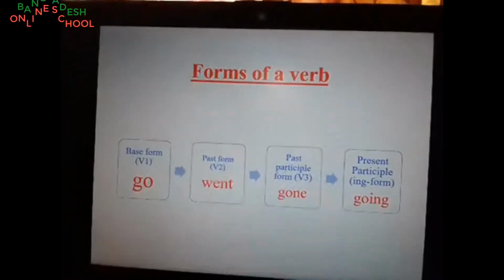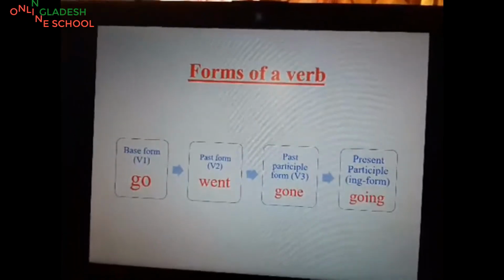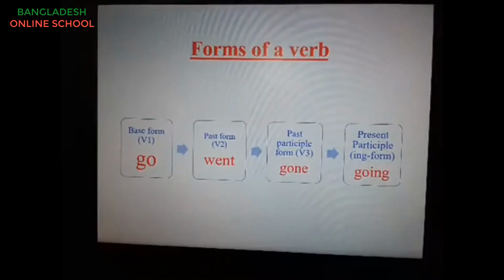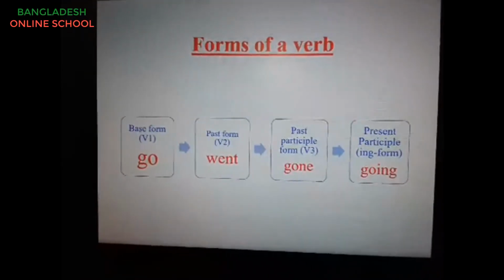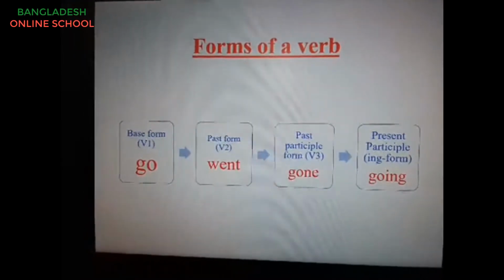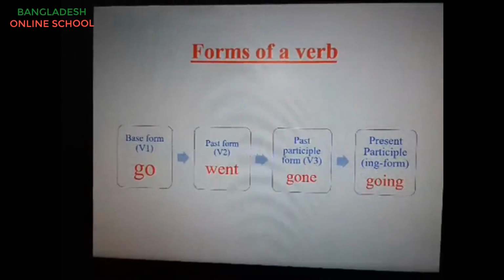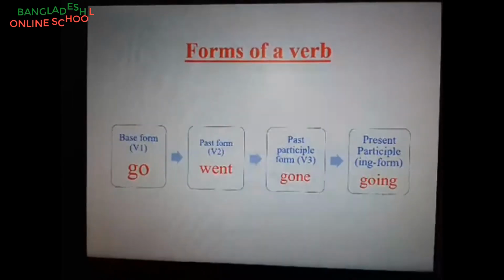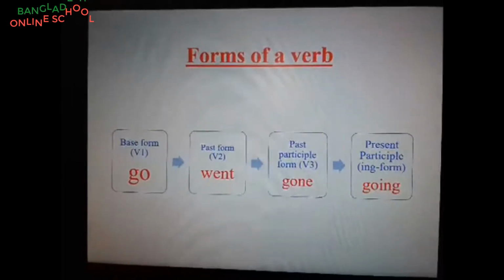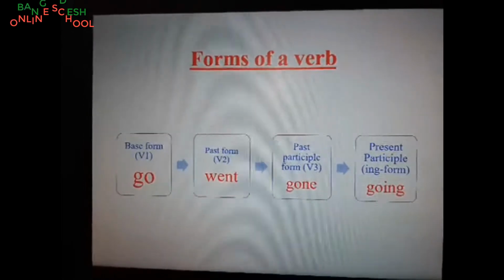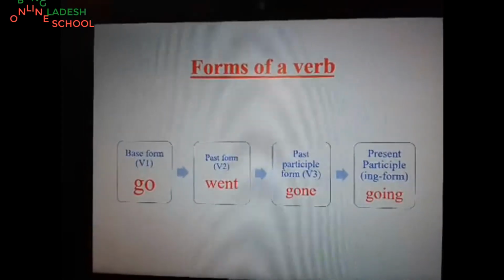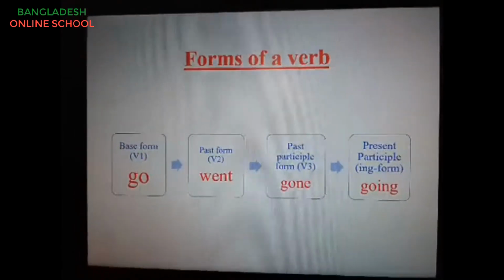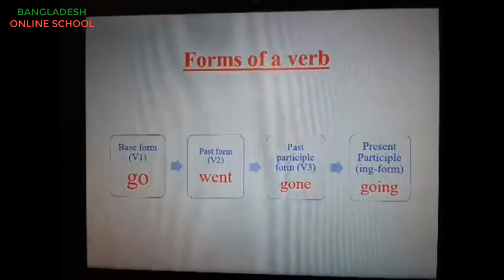Once again, I am telling you forms of verb. You know that a verb has 4 forms: present form or base form, go; past form, went; and past participle form, gone. Besides these 3, you can see present participle or ing form, going.